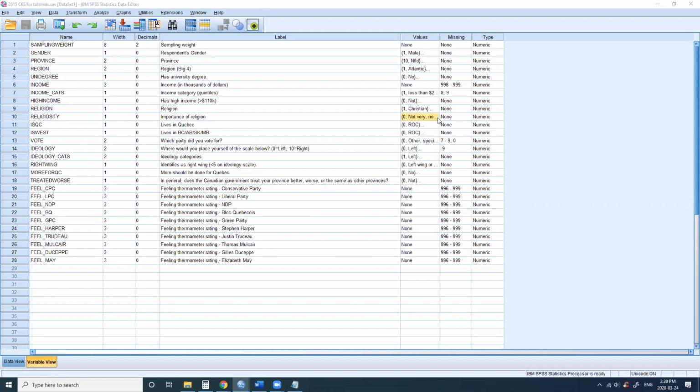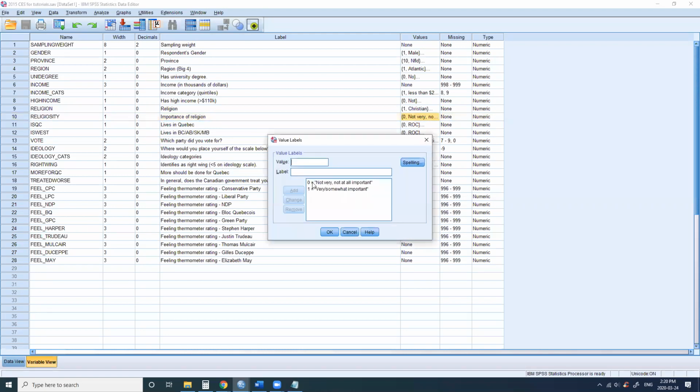And we have another question, religiosity. So that's the importance of religion. So this is coded as 0 if religion is not very or not at all important to somebody, and it's coded as 1 if somebody thinks religion is very or somewhat important to their life.